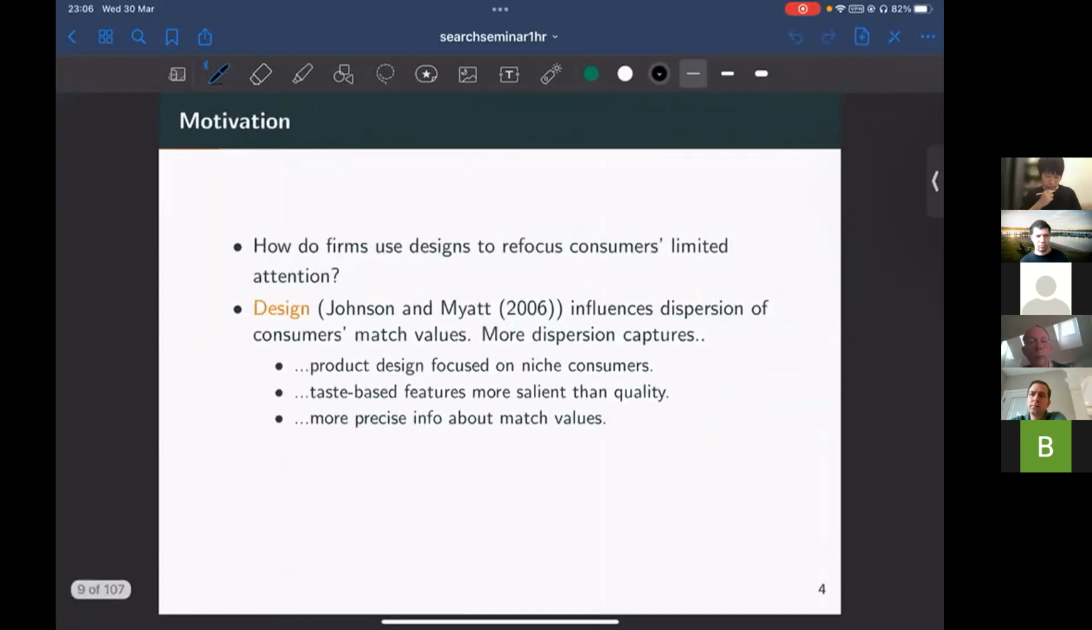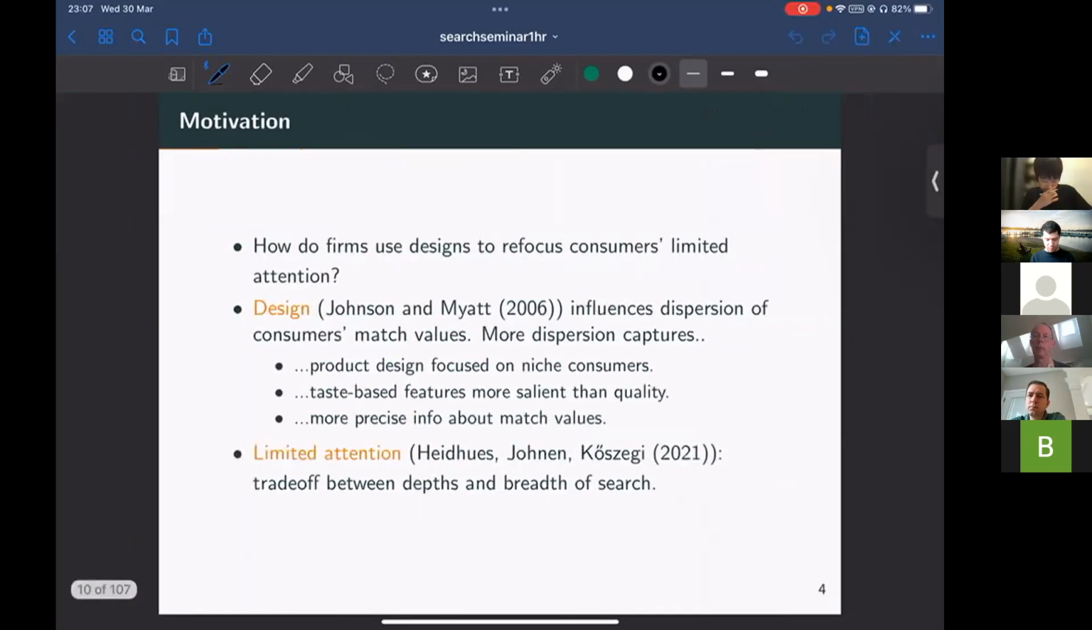The first one is the design literature, in particular the pioneering work of Johnson and Myatt 2006 that talks about product design. In particular, they talk about design that influences the dispersion of consumer match values. More dispersion of consumer match value captures a more niche product design, in terms of features that focus on niche consumers. It could be making taste-based features more salient, or sending more precise information about match values. So that's one of the building blocks of our paper.